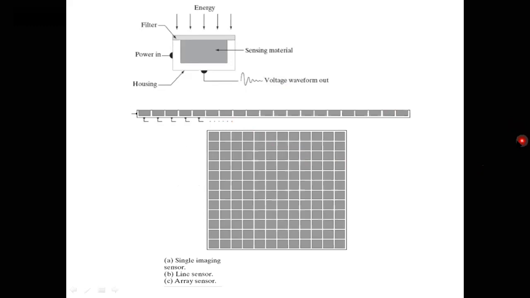Depending on the nature of the source, illumination energy is reflected from or transmitted through objects. The figure below shows the three principal sensor arrangements used to transform illumination energy into digital images.